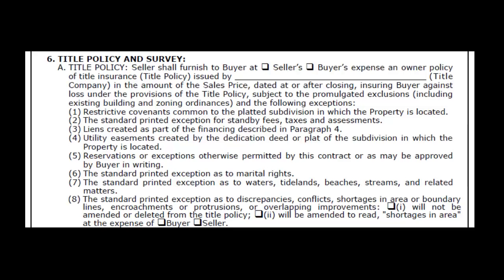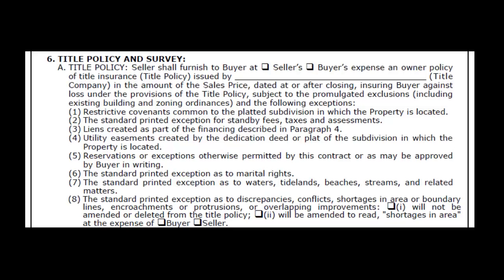So if you're not getting a new survey, then it's really a good idea to go ahead and get this coverage. If you are getting a new survey, then you are going to be that surveyor's client, and so there are going to be extra protections in place. And so there may not be as strong of a reason to get the insurance here. So you can either amend the exception to say that it would cover shortages in area. In other words, if the surveyor drew the line a little too far in and it shorted the homeowner of land that the homeowner really wanted, then it would cover an error like that.